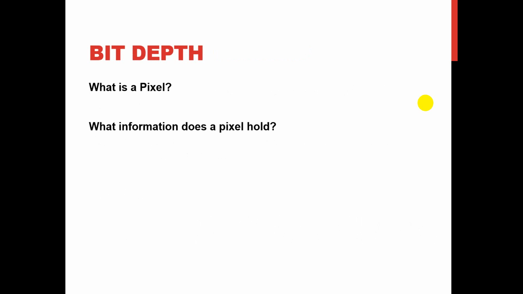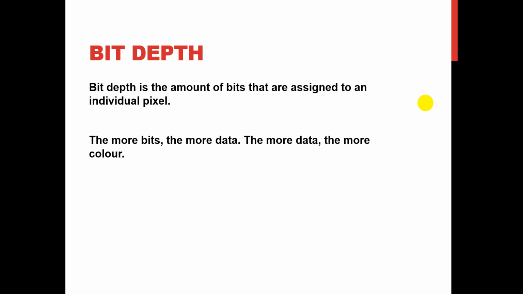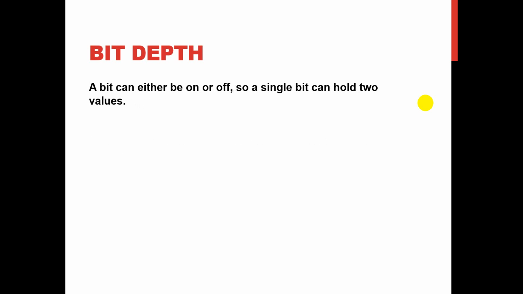So, bit depth. When we talk about what a pixel is, and this is a rhetorical question, we've covered that in lesson 1 and a little bit in lesson 2. But what information does it hold? Hopefully you remember it holds the information about color. And what is a bit? Bit depth is essentially the number of bits assigned to an individual pixel. We will look at some examples of this. Basically, the more bits a pixel has, the more data it can store, and the more data it stores, the more options of color we can have on our screen.